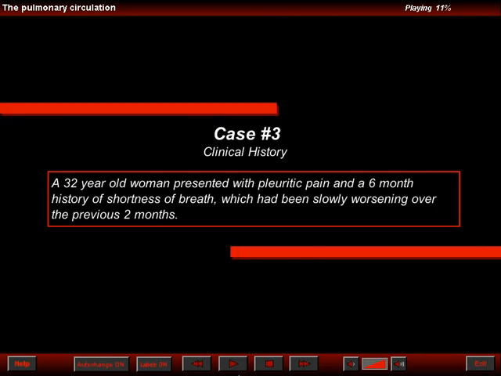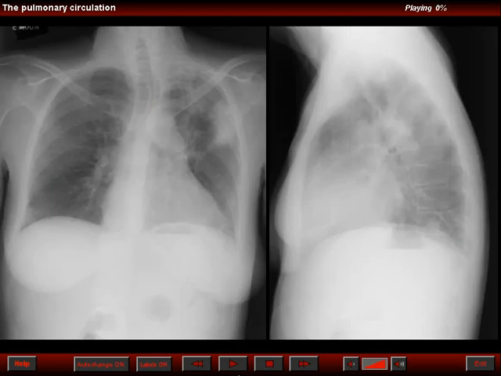This is a 32-year-old woman who presented with pleuritic chest pain and a 6-month history of dyspnea, which had been slowly worsening over the previous months. These are the frontal and lateral chest roentgenograms. Note a peripheral homogeneous density close to the chest wall with a medial convexity.